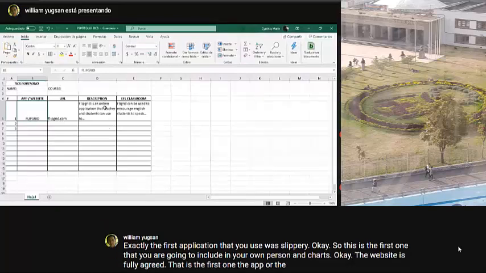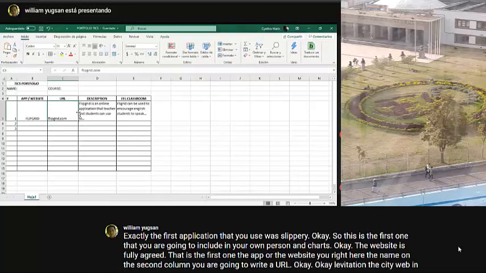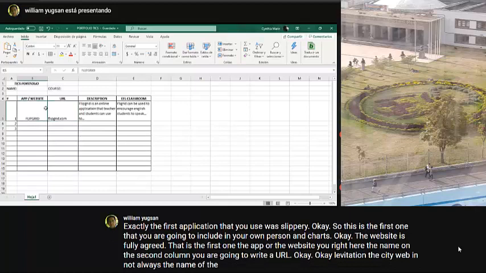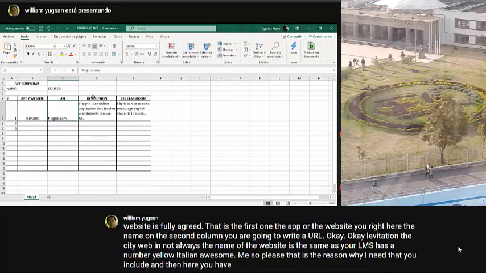The app or the website, you write here the name. On the second column, you are going to write the URL, o sea, la dirección del sitio web. Not always the name of the website is the same as the URL. A veces el nombre y el URL no son los mismos. So please, that is the reason why I need you to include it. And then here you have the column of the description.